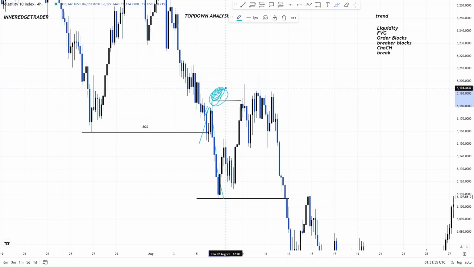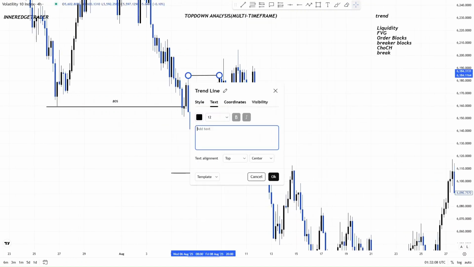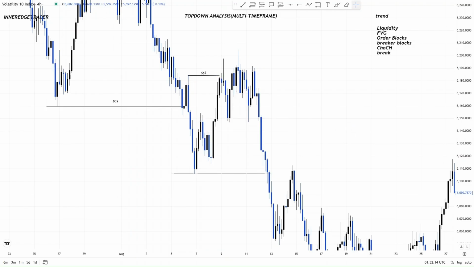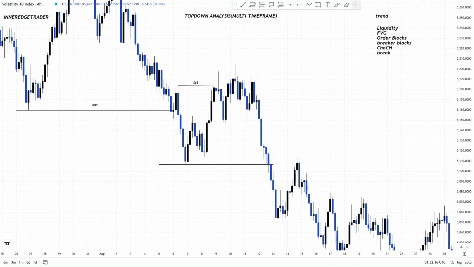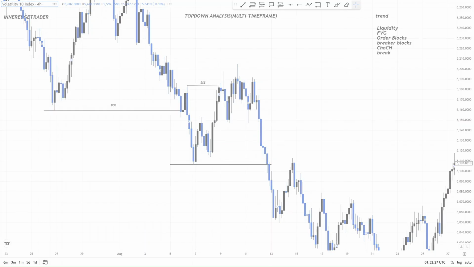So with that in mind, we highlight this as our liquidity, and we go lower to the 1 minute time frame to see what we have.